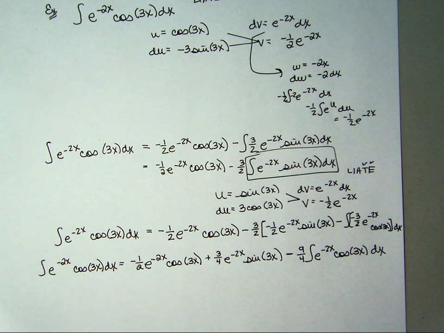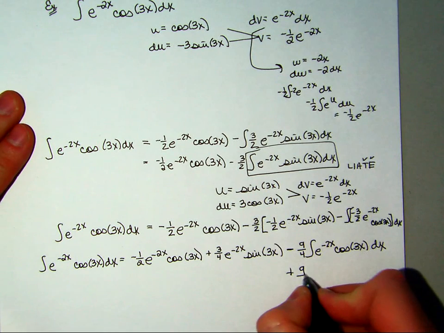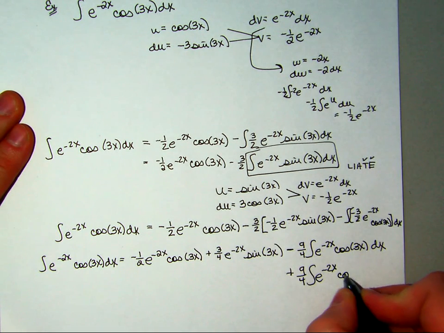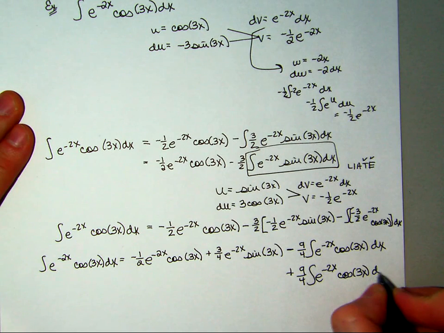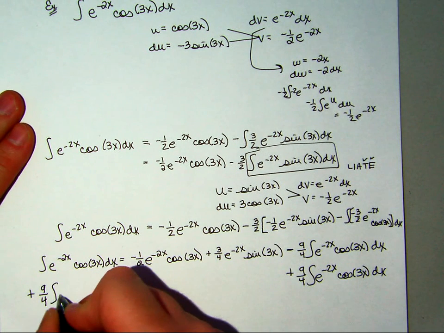So now what? Sarah? You can subtract the last part. I'm not going to subtract 9/4 times the integral. You mean add, right? Yeah. Let's add it instead. That's exactly what we're going to do. I'm going to add 9/4 times the integral of e to the negative 2x cosine 3x dx to both sides. Although this looks really weird, we are just going to combine like terms here.